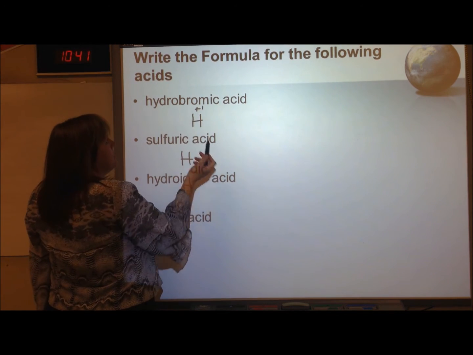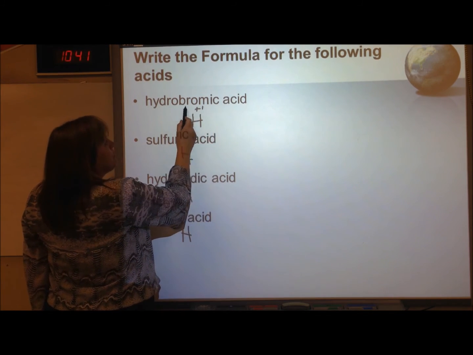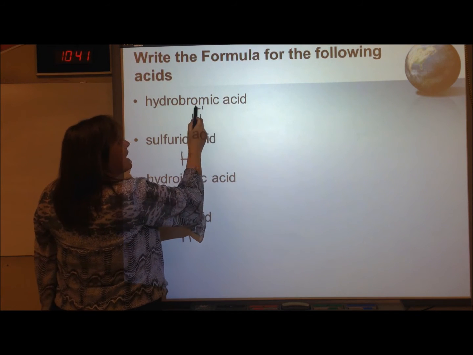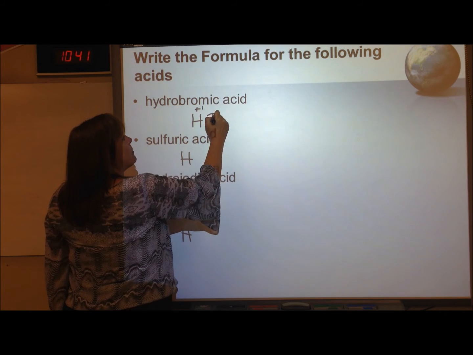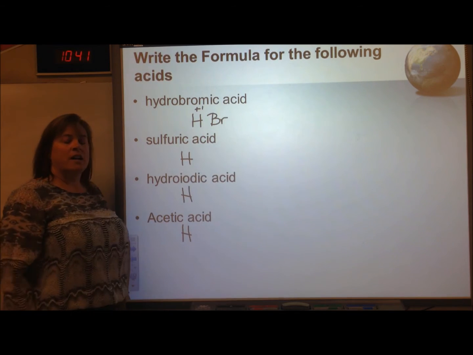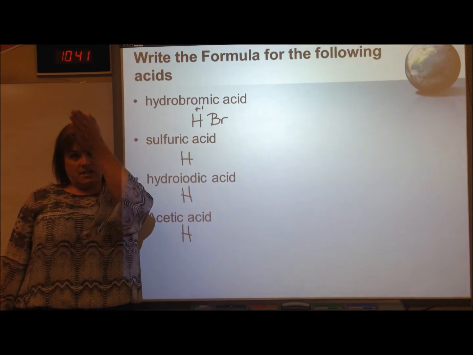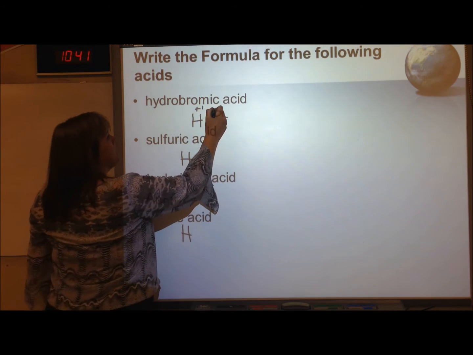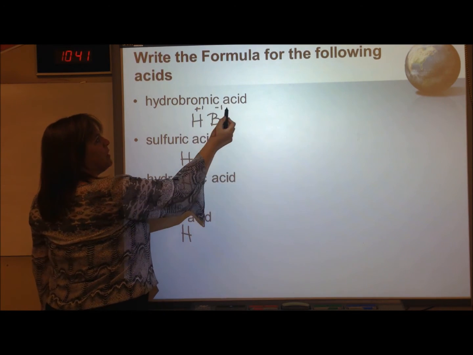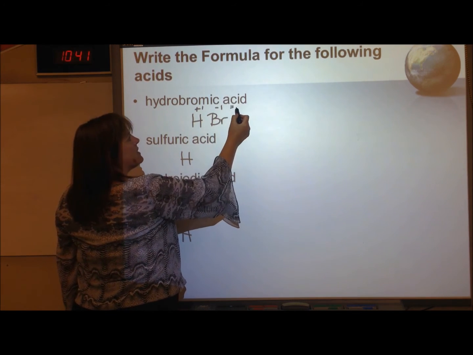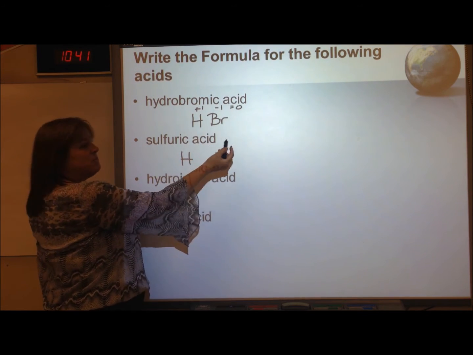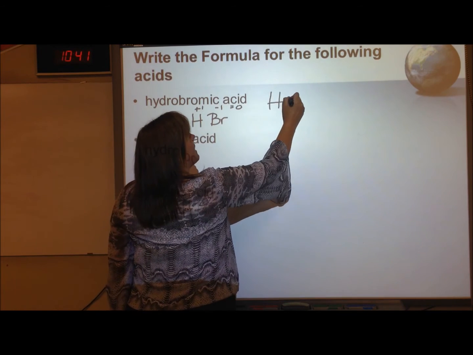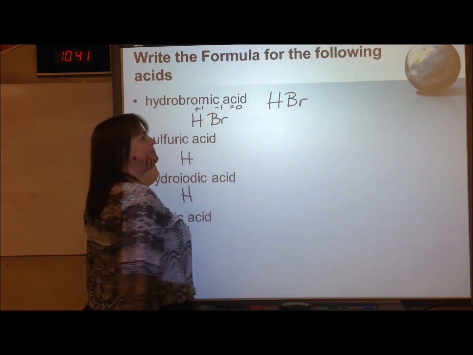Now, this is bromic acid, which means my nonmetal, the thing that comes next, is bromine. The symbol for bromine is Br. And if you find it on your periodic table, you'll see it's in column 7, which means it's -1. Remember that when we write formulas, the oxidation numbers, these charges up here, have to add up to 0. And they do. So hydrobromic acid is HBr.